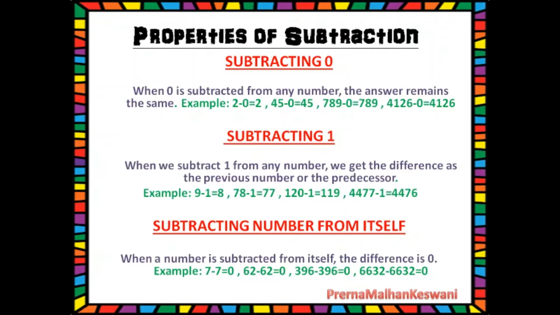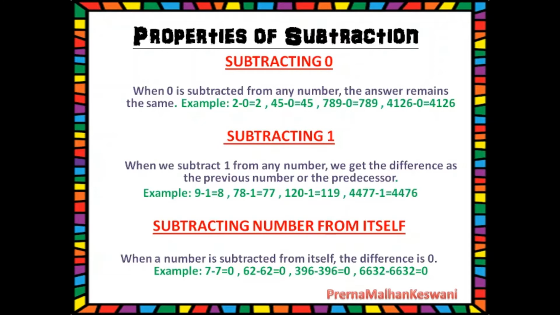Let's talk about 4-digit number, 4477 minus 1. That gives you 4476, again the predecessor. Let's go to another property, that is subtracting number from itself.